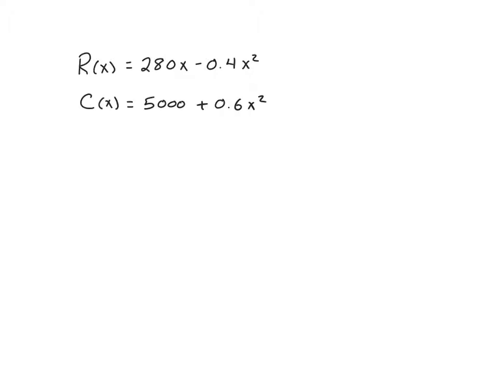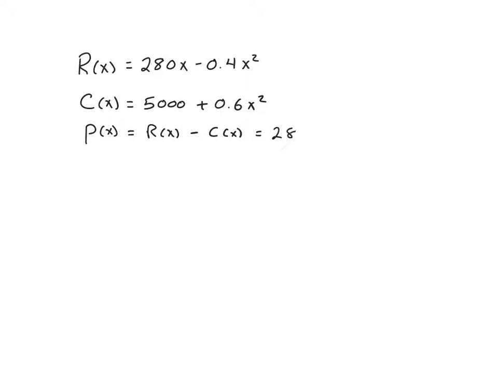All right, let's do the second example, and this will be problem 35 from the book. And this example gives us a revenue function and a cost function, and they both depend on a quantity x. So the revenue function is given by 280x minus 0.4x squared. The cost function is given by 5,000 plus 0.6x squared. And so our profit function will be given by the revenue minus the cost.